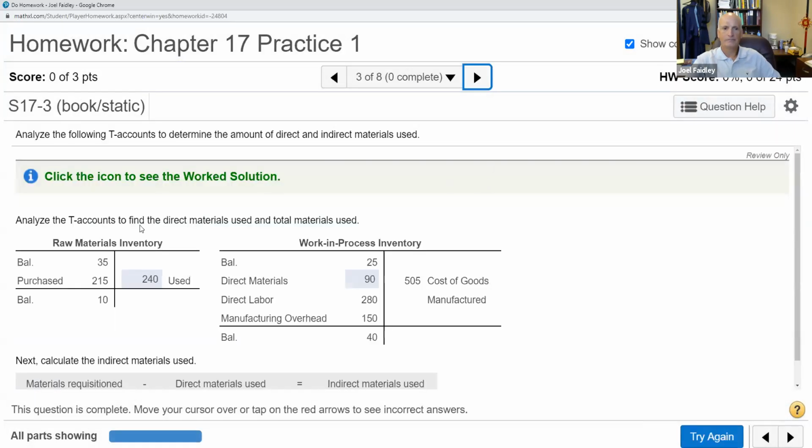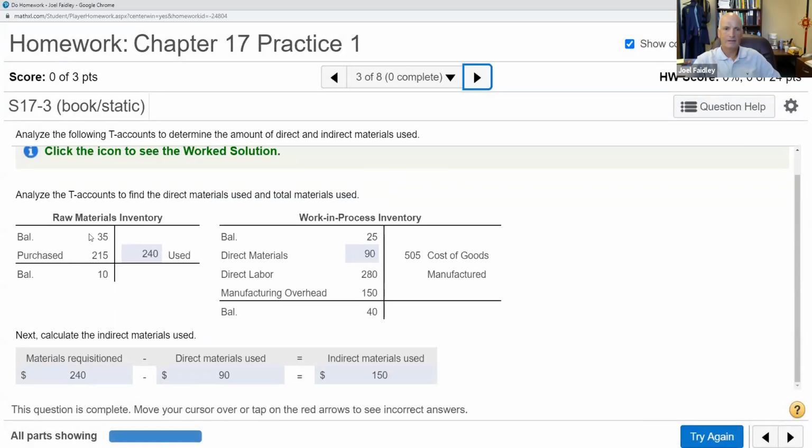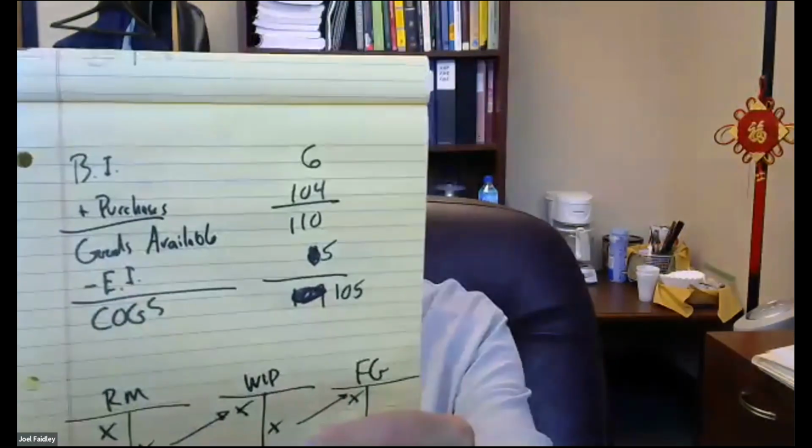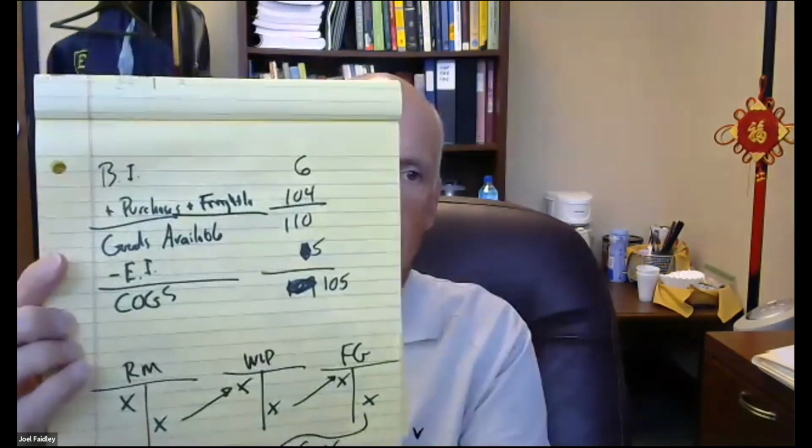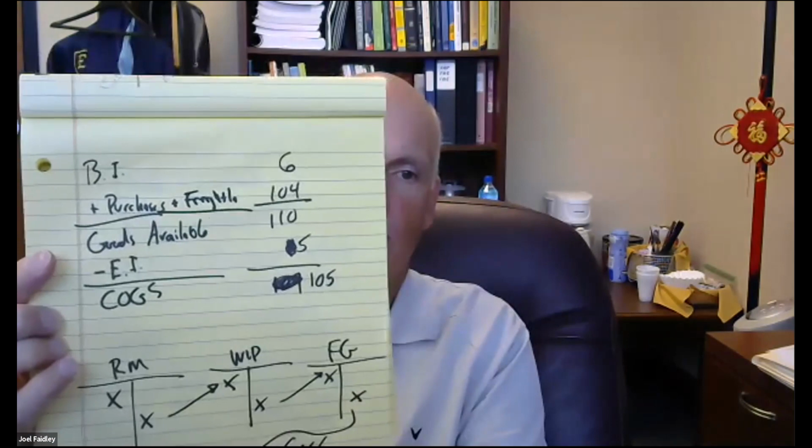All right, number 3. I think this is just sort of a fill in the blank. If you began with 35, you purchased 215, and you end up with 10, then that means you must have used 240, right? This basic chart we used last time. Different numbers, beginning inventory plus purchases, plus freight in. Well, I'll add that in. Goods available minus ending inventory is cost of goods sold.